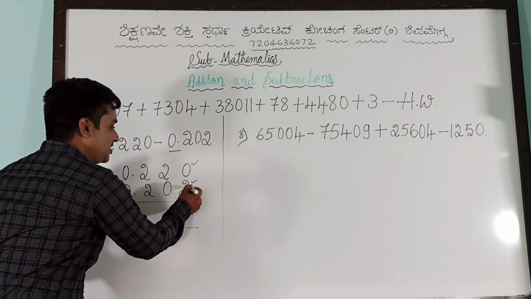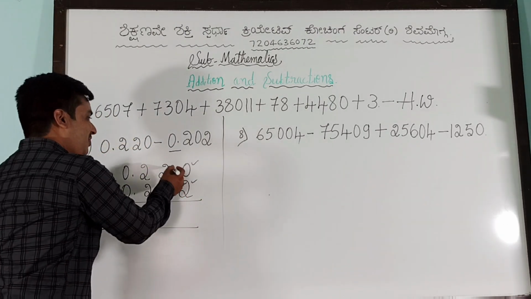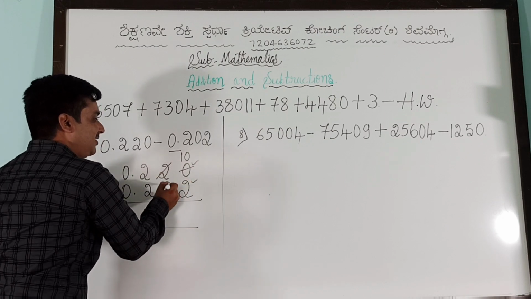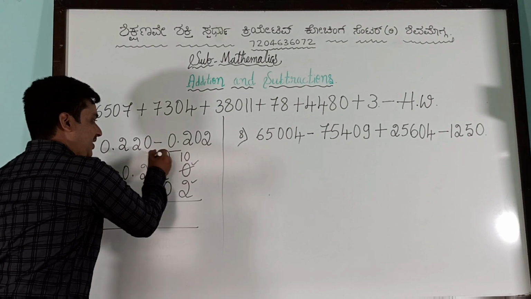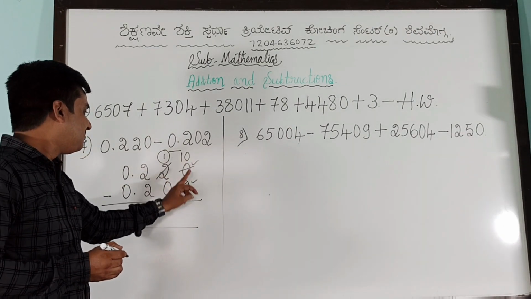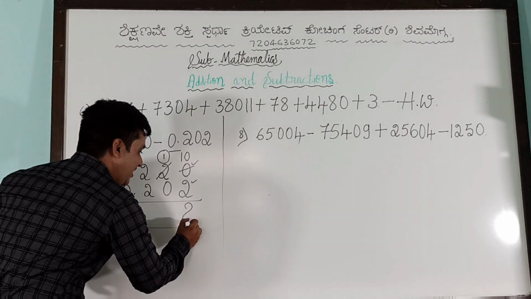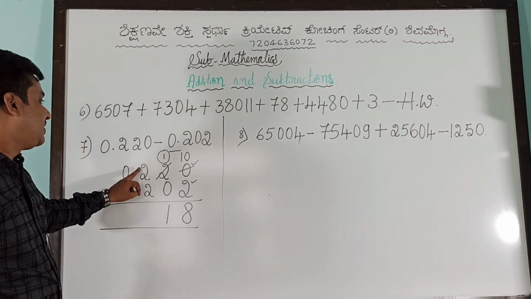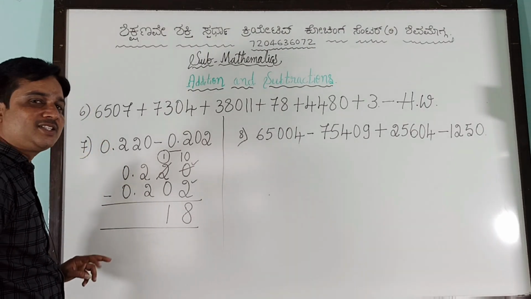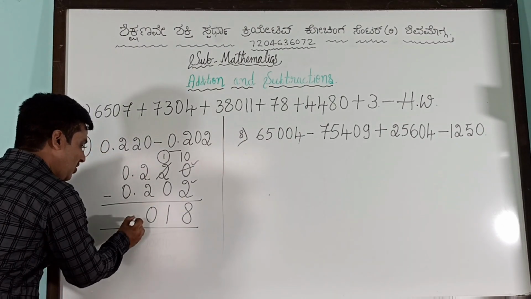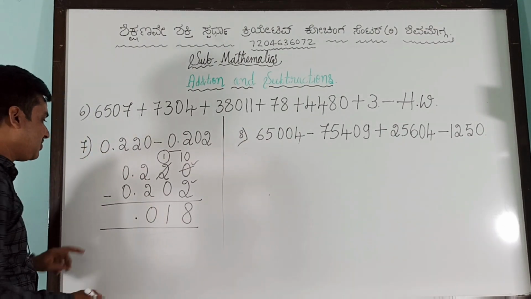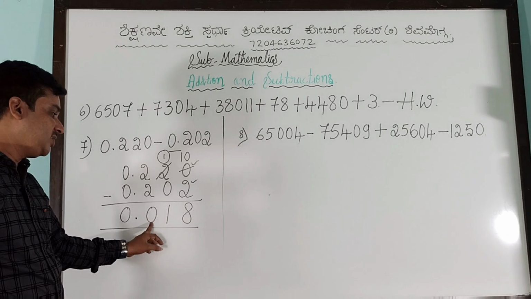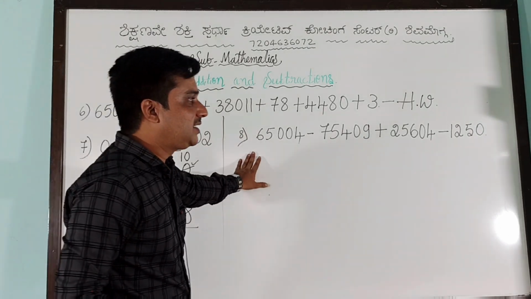Here, 0 minus 2 we can't subtract. Then we have to take one borrow from the beside number. Here we have taken one borrow. It becomes how much? 10, and here 1 is left. So 10 minus 2 is equal to how much? 8. Next, here 1 is there, 1 minus 0 is equal to 1. Next, here 2 is there, 2 minus 2 is equal to how much? 0. Next, the decimal point is there, write the decimal point down, 0 minus 0 is equal to 0. So we got the difference between these two numbers, which is 0.018. Now let's see the 8th question.